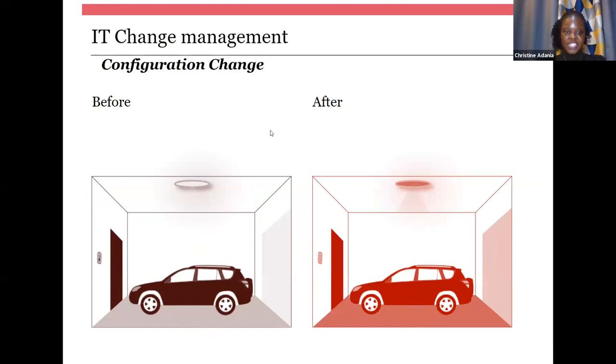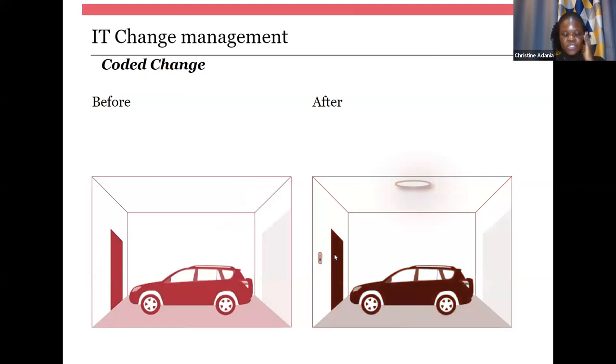There is confusion when it comes to a configuration change and a coded change. A configuration change would be best explained by this example. If you notice the before image, there's a switch, there is a car, there's a door, there are walls, there is a bulb. Now, after the configuration change, there is a switch, there is a door, there is a car, everything is the same. What has changed? Just the color. So that is what the configuration change is. It just changes the outlook. No underlying factors are done. And most times, you don't even need the vendor for a configuration change. You can just do it. It's just surface management of the interface.